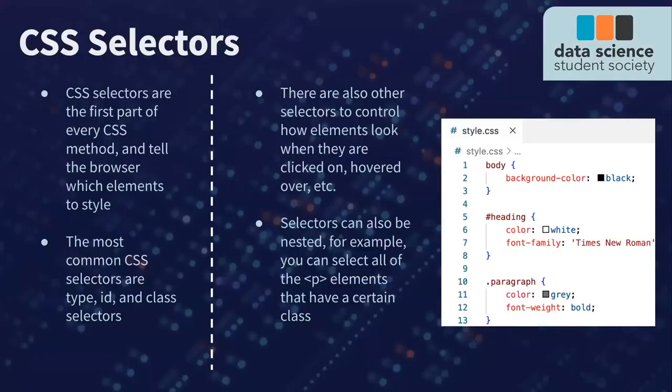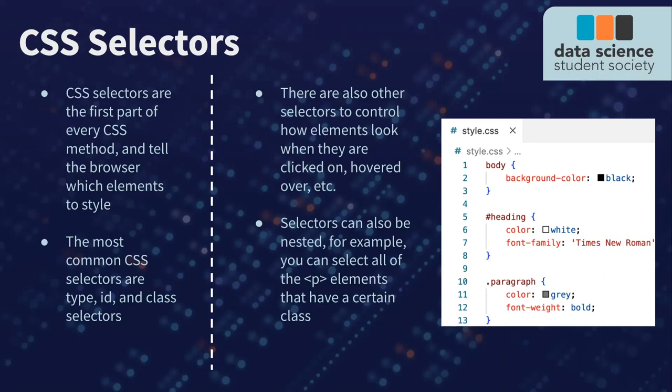So CSS selectors are the first part of every CSS method and tell the browser which elements to style. The most common CSS selectors are type, ID, and class selectors. And in the code snippet, you can see that for the body CSS style, the body tag has been selected by its type. The heading, which is indicated by the hashtag, is an ID selector. And lastly, the paragraph has been selected by a class selector, which is indicated by the period.